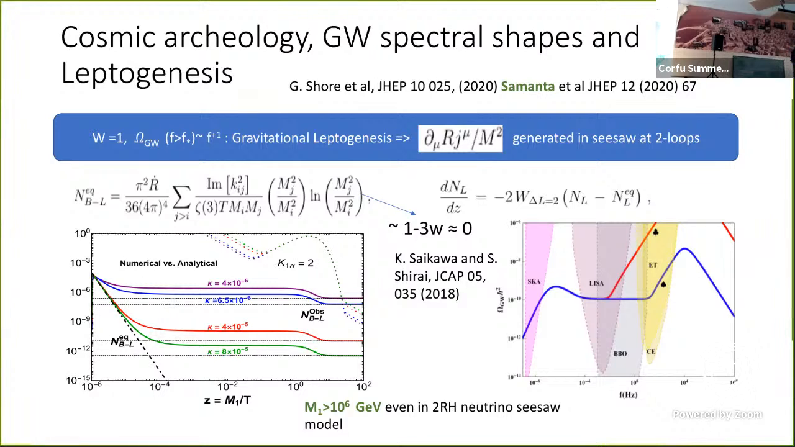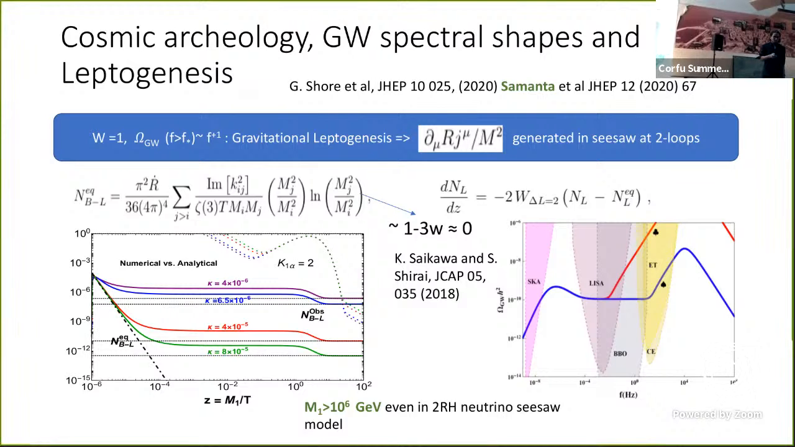Any more questions, comments? So actually, I have one. You said that the amplitude of the gravitational waves is proportional to the square of the symmetry breaking scale. Yes. So can you give some estimate for an upper bound on the leptogenesis scale?